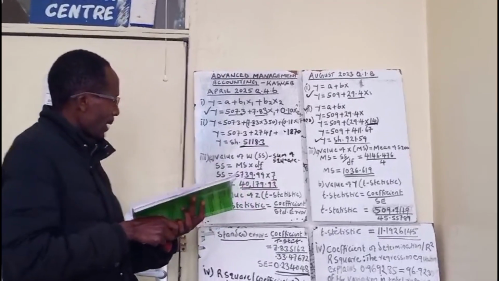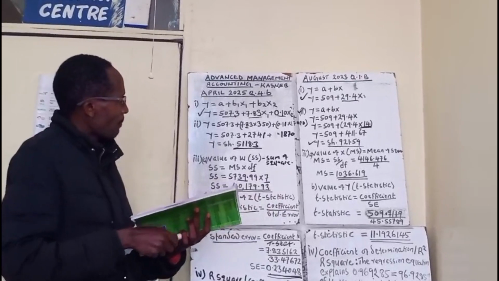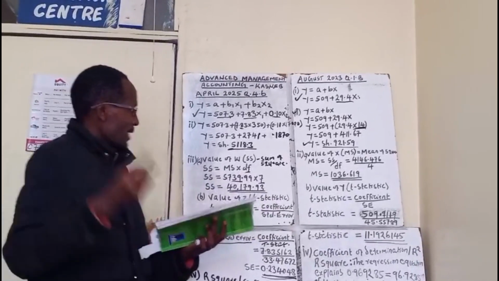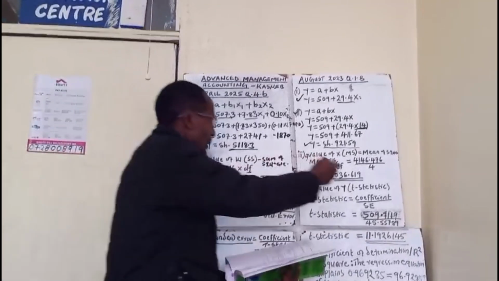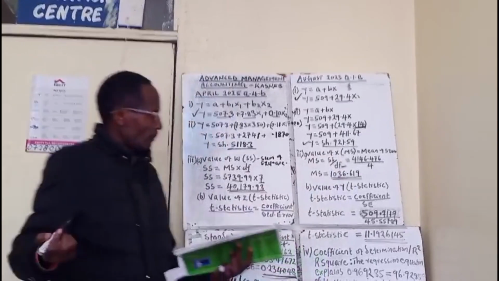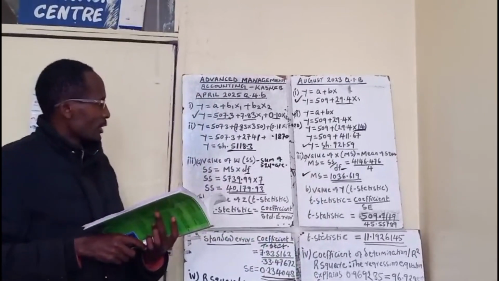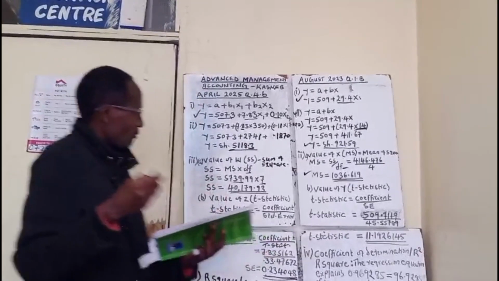The value of x is the mean of square. The mean of square is given by SS over DF. SS is 4146.476 divided by 4, where 4 is the DF, the degrees of freedom, and the MS is 1036.619.